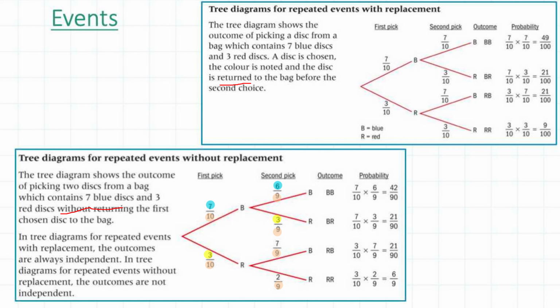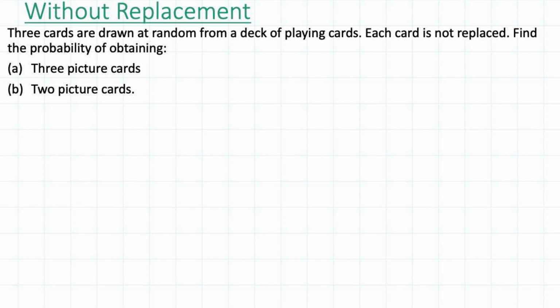And when you calculate the probabilities, notice how different they are from the replacement probabilities. So they are quite different. You just need to be careful with questions that are with replacement and without replacement. For without replacement, you can try out this question if you want to. 3 cards are drawn from a deck of playing cards. Each card is not replaced. Find the probability of obtaining 3 picture cards or 2 picture cards. So first represent it on a tree diagram. This will be a bit of a big tree diagram because you have 3 events.